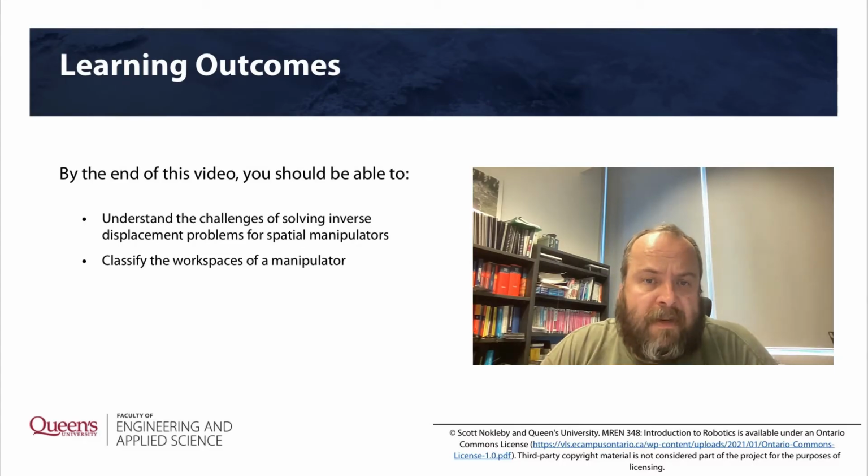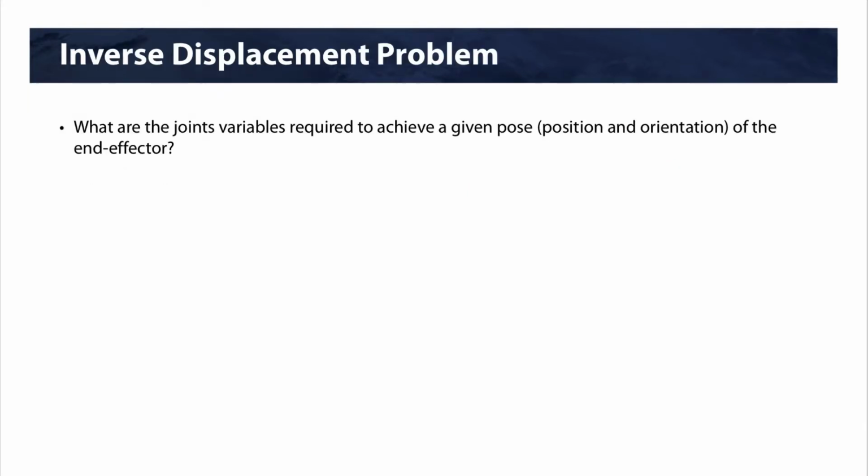In this video, by the end you should be able to understand some of the challenges of solving inverse displacement problems for spatial manipulators. As well, you should be able to classify the workspaces of a manipulator. So the inverse displacement problem is, what are the joint variables required to achieve a given pose? And by pose we mean position and orientation of the end effector.